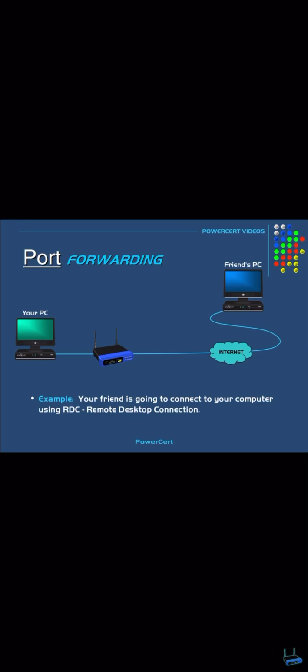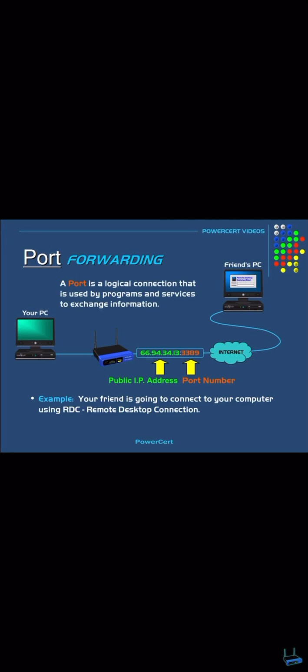So now your friend is ready to connect to your computer. So he starts up the Remote Desktop Connection and sends the request to your public IP address with a specific port number. Now, a port is not a physical connection, but it's a logical connection that is used by programs and services to exchange information. Ports uniquely identify these programs and services that are running on a computer. And in this case, Remote Desktop Connection uses port 3389.